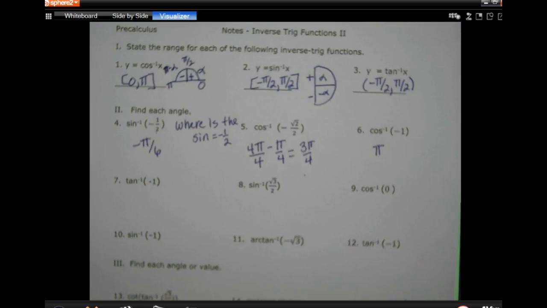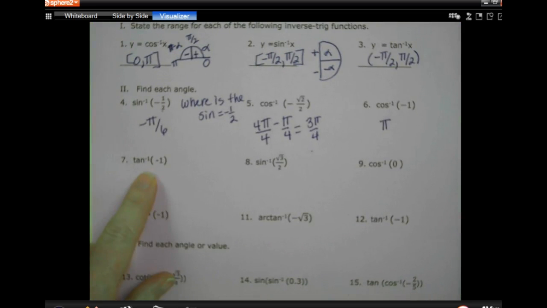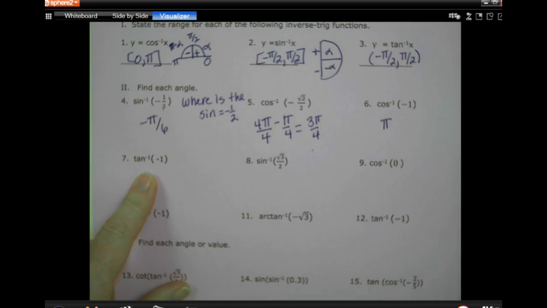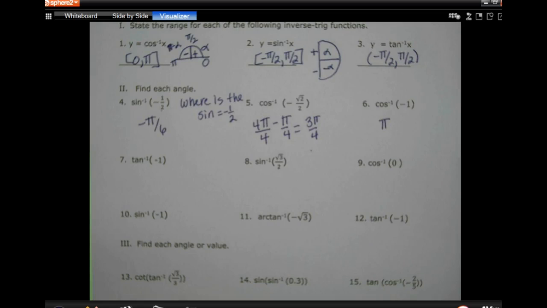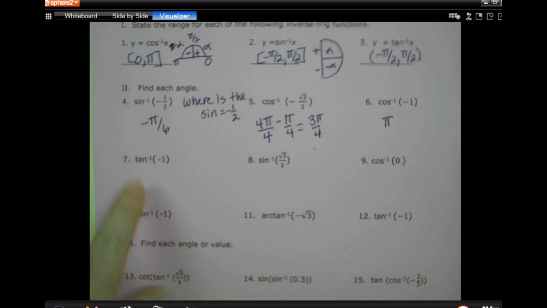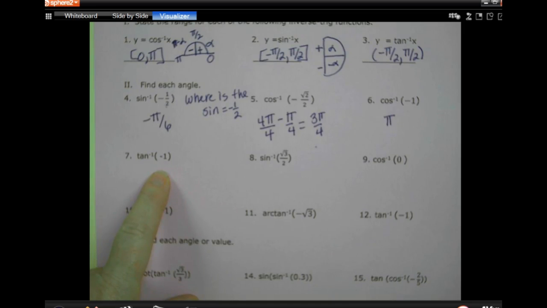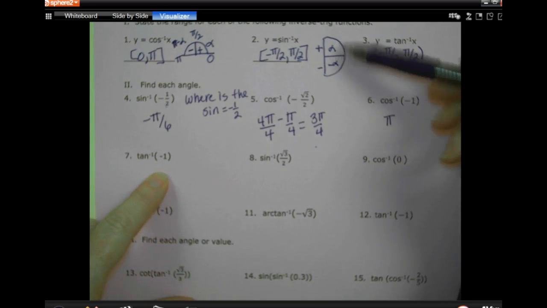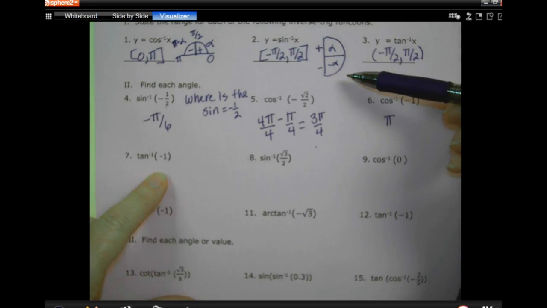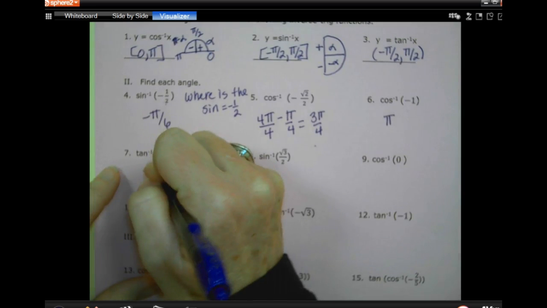For 10, the tangent of negative 1. First of all, I know that the tangent is 1 at pi over 4, because that's square root of 2 divided by the square root of 2, right? So that's the positive 1, but I want the negative 1. So if I look in here, where do I get the negative value? Down. So that's negative pi over 4.